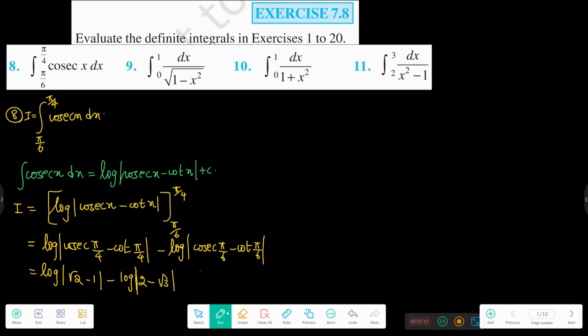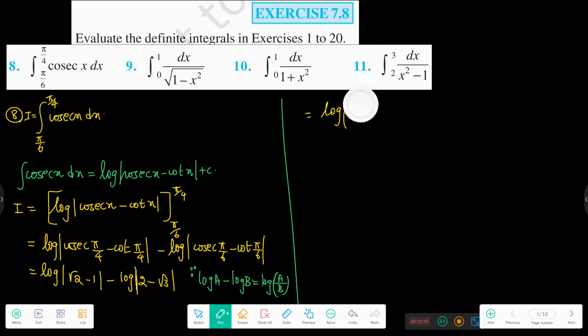Now this looks like log a minus log b, so that we can use the formula log a by b. What formula can you use? Log a by b. So I can write this as log of modulus a by b. The a value is root 2 minus 1 divided by 2 minus root 3. That's it. This is our required I value.